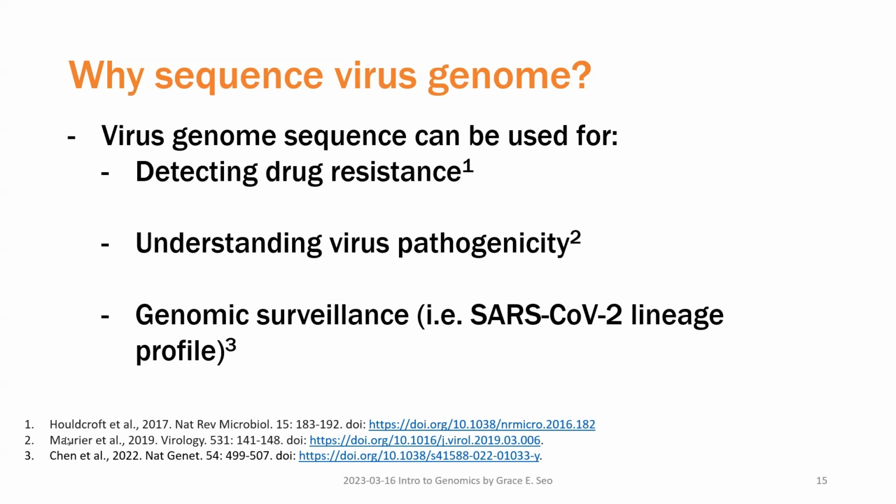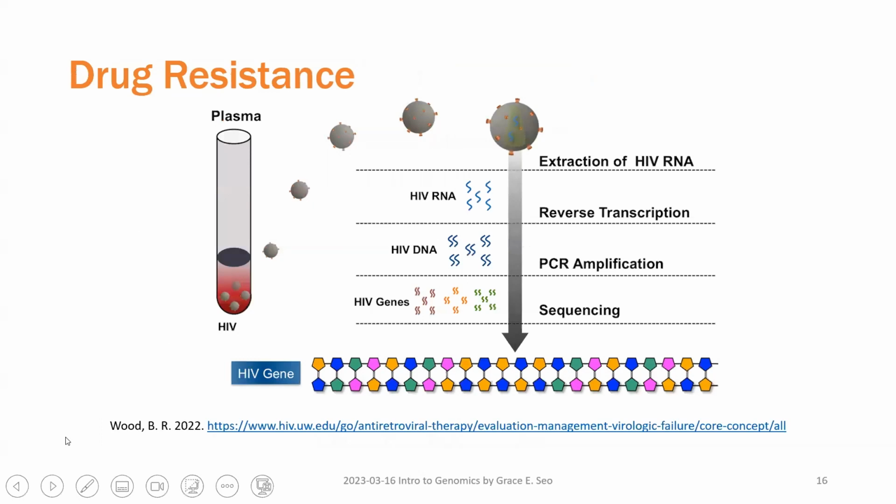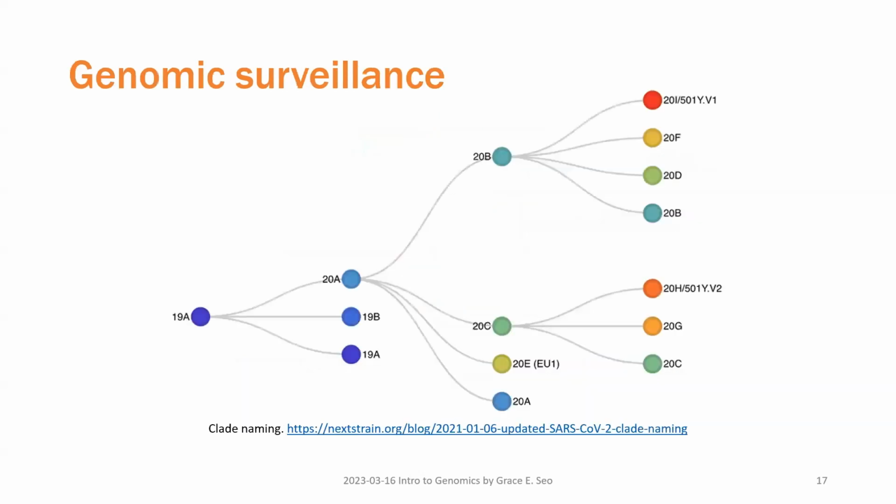These are just a few examples, but there are certainly many applications for why one would be interested in sequencing a genome. For example, drug resistance, which I'm aware of from colleagues working on HIV. They would sequence the virus to determine its genome profile and see which part of the genome is susceptible or resistant to antiretroviral therapy. That's one way sequencing can be used. And here is my example: genomic surveillance to determine the phylogeny and the relationship of the circulating SARS-CoV-2 viruses.